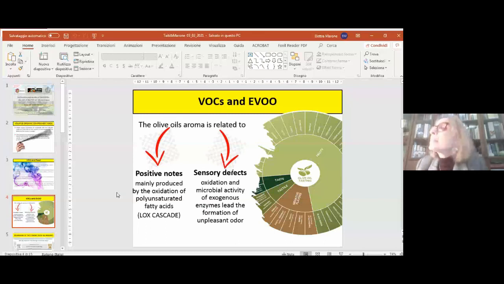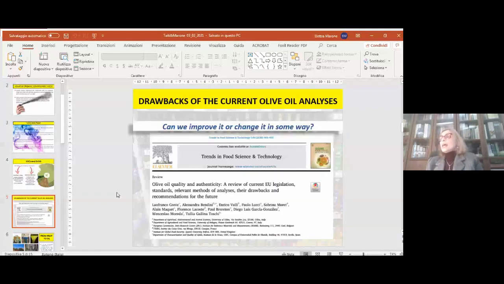I immediately start with this slide because we understand from the title of this recent work published by Conte and other authors in 2020 how the current European legislation regarding the marketing of virgin olive oil is complex, laborious, expensive, slow, and moreover also with a heavy environmental impact due to the presence of reagents necessary for chemical analysis, harmful to the environment and dangerous to human health.